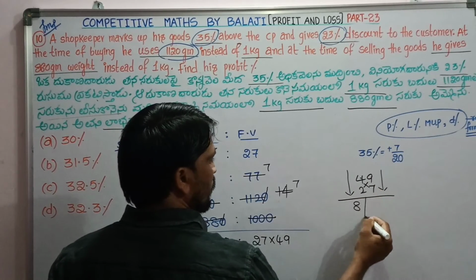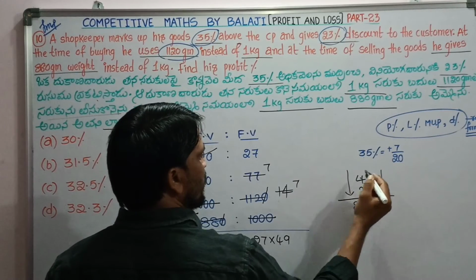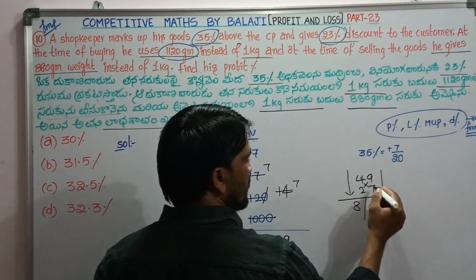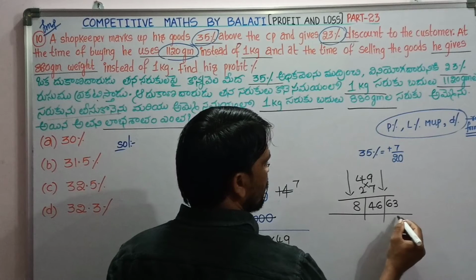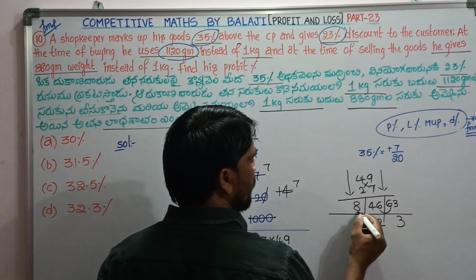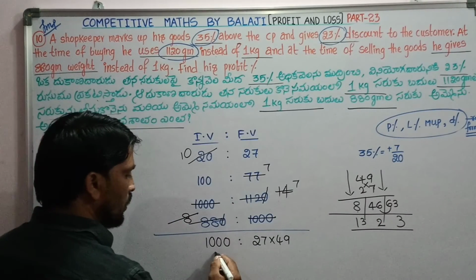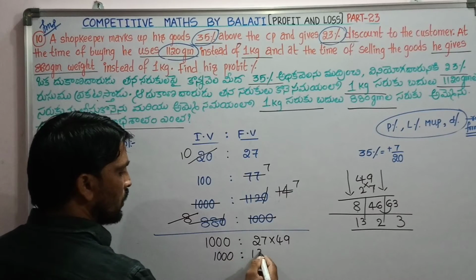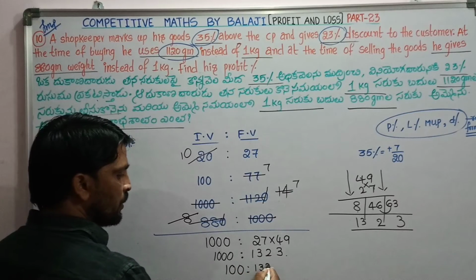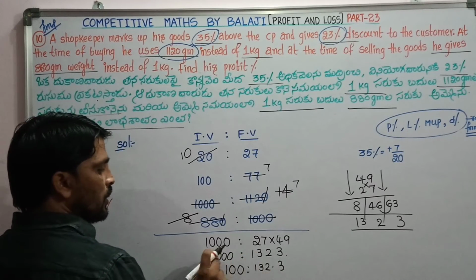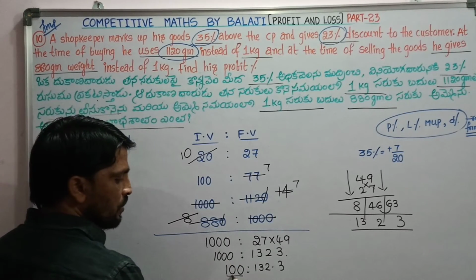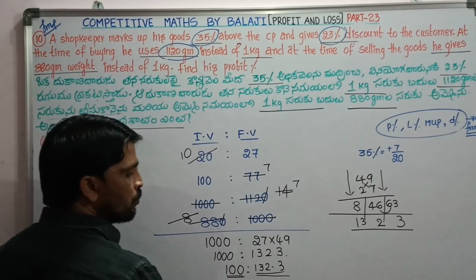4 2s are 8, 4 7s are 28, 9 2s are 18, 28 plus 18 is 46, 9 7s are 63. So balance the equation, drop 3, carry 6, 46 plus 6 is 52, drop 2, carry 5, 5 plus 8 is 13. That is 1000 is 1323. Okay, that is 100 is 132.3. Divide each term of the ratio by 10, we get 100 is 132.3. So the initial value is 100 units, the final value is 132.3 units.